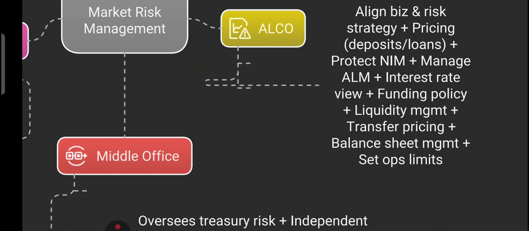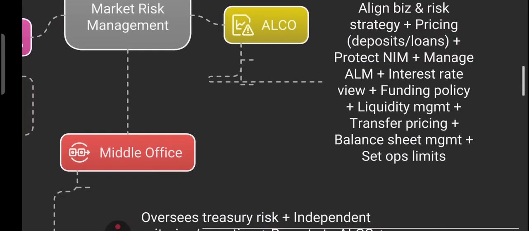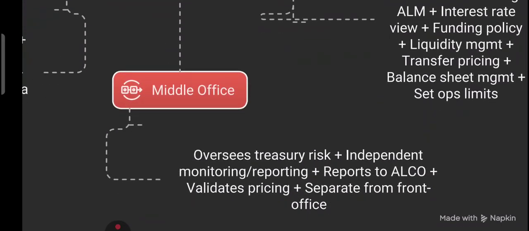They control liquidity and the funding policy. They oversee transfer pricing and balance sheet. They set the operational limit. These are the roles of ALCO. Right, they juggle risk and return daily.